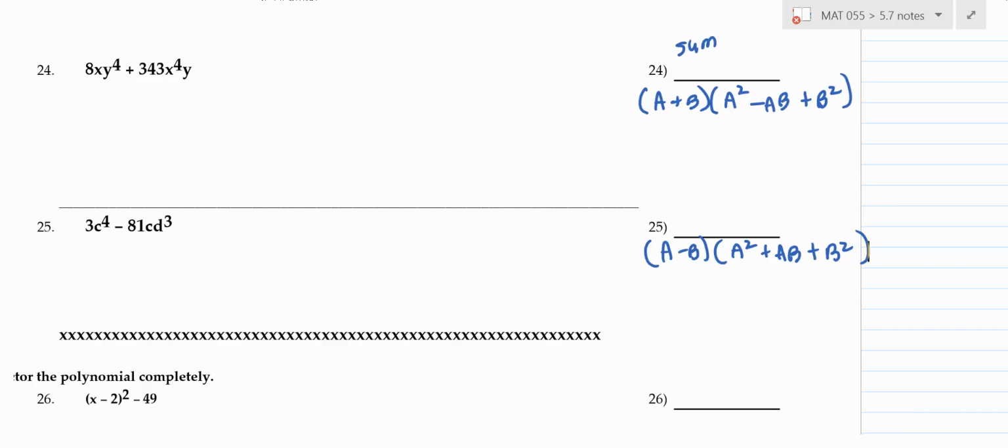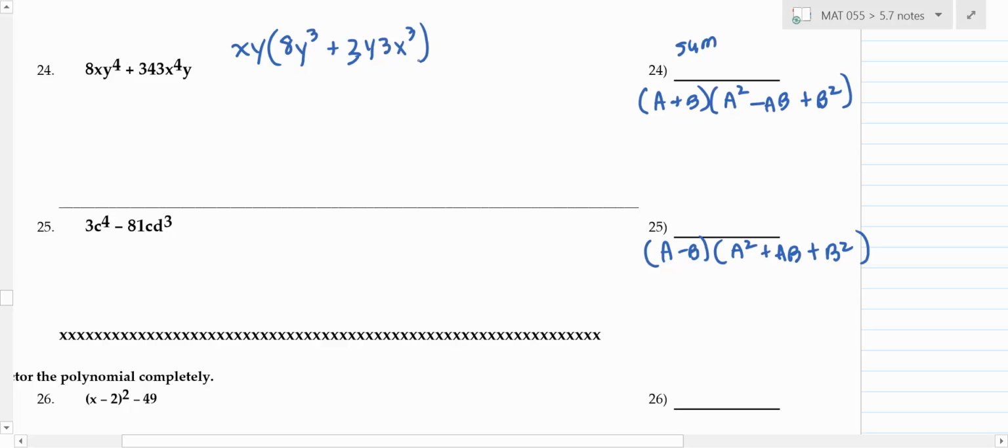Okay. So everybody figured out the xy. That's good. I didn't see anybody have any trouble with the common factors. So that's xy times 8y to the third plus 343x to the third. So that looked good. Now here's the thing. This right here is a sum of 2 cubes. How do you know? You got third powers. 8 is a cube. 343 is a cube.